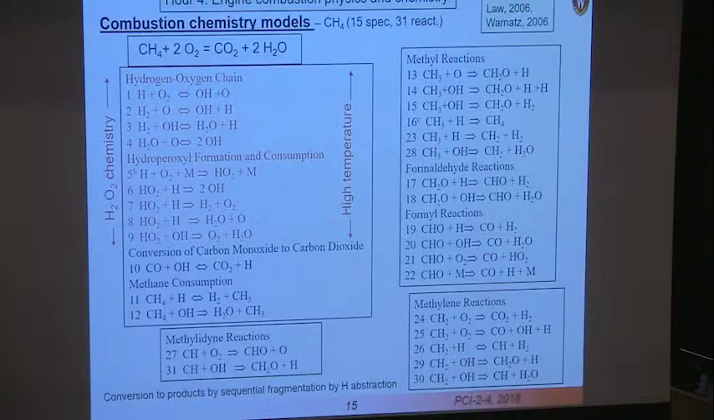So that's just a review. Now the chemistry models: how detailed do you really need to get? Let's talk about the simplest one that I could find, which is for methane. It involves 15 species and 31 reactions.